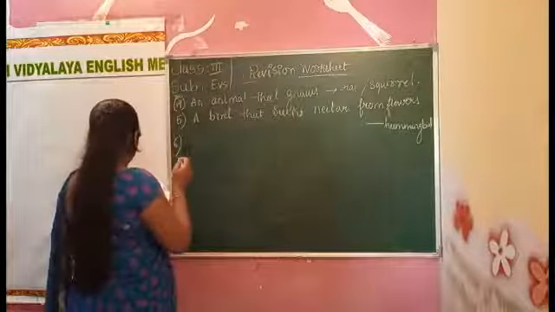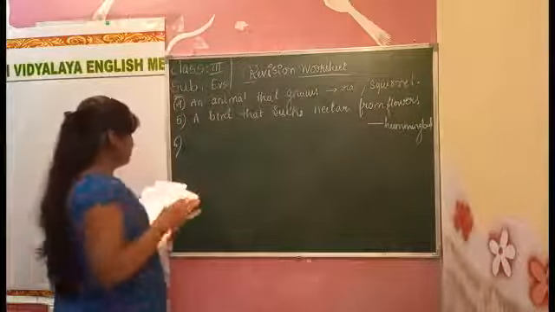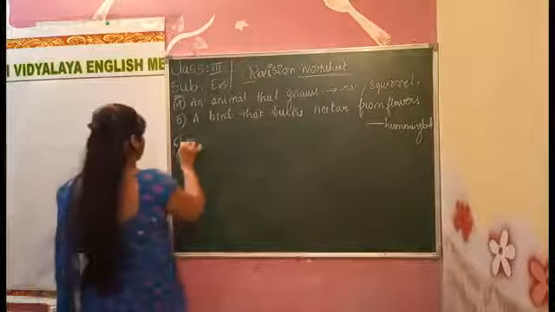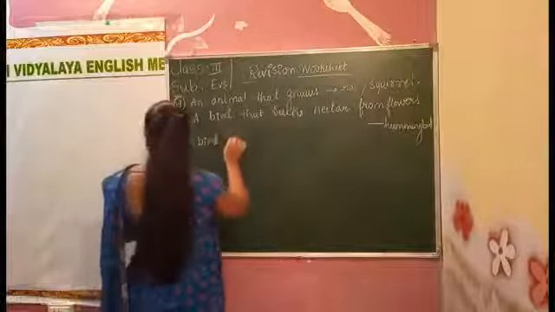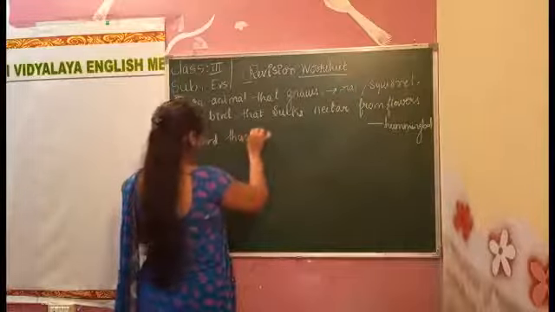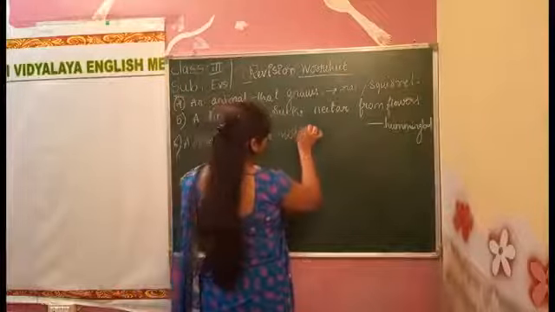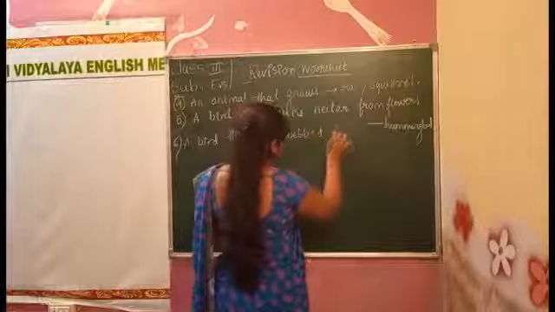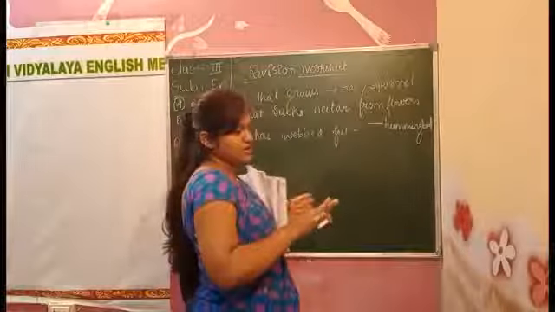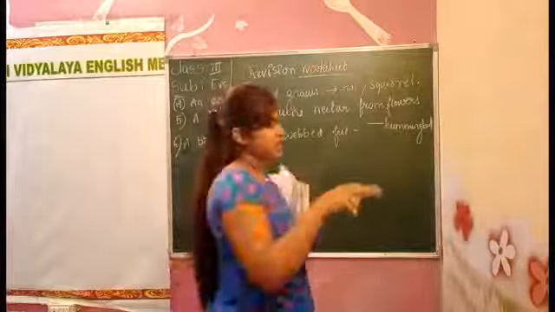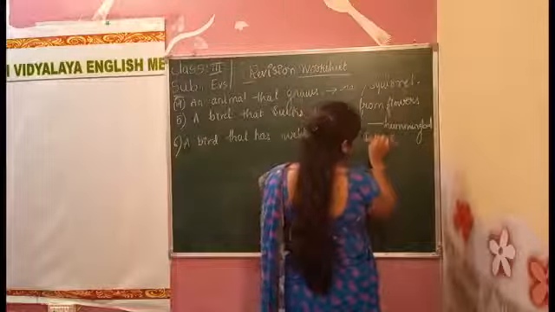Sixth one. A bird that has webbed feet. Which is that, children? Webbed means, I told you in the previous class only, duck. Which is that?